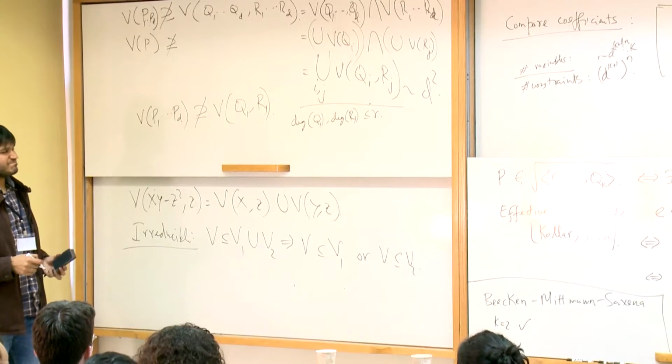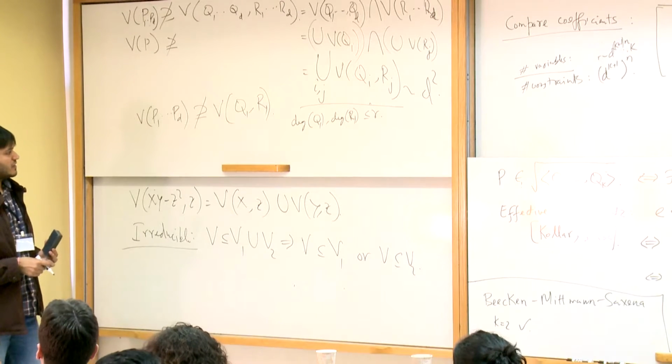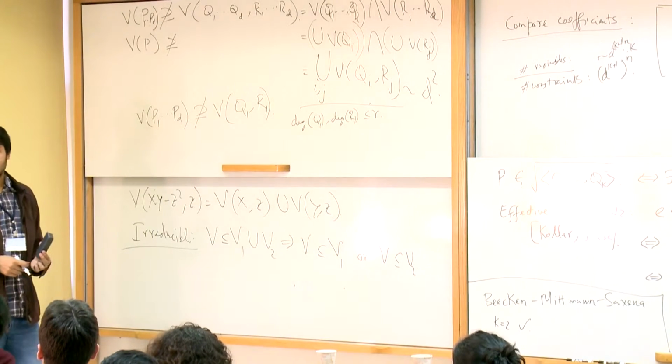So here this containment just means that if I have a point on which both Q1 and R1 vanish, I want that to not vanish on this pair. Yes, exactly.